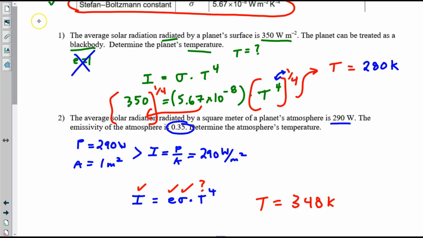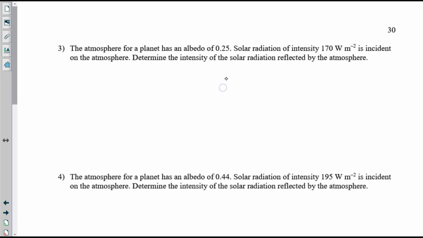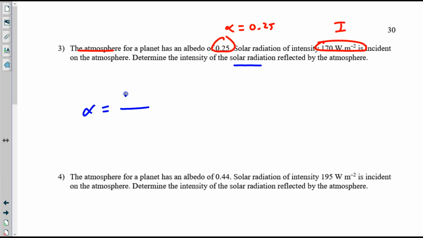Okay, you know what, just for good measure, let's take a look at 3 as well. This is pretty straightforward. We have a planet whose atmosphere has an albedo of 0.25. The intensity of solar radiation striking the atmosphere is 170. And we have to find how much radiation is reflected. We simply use the albedo equation, which gives us the reflected intensity over the incident intensity.